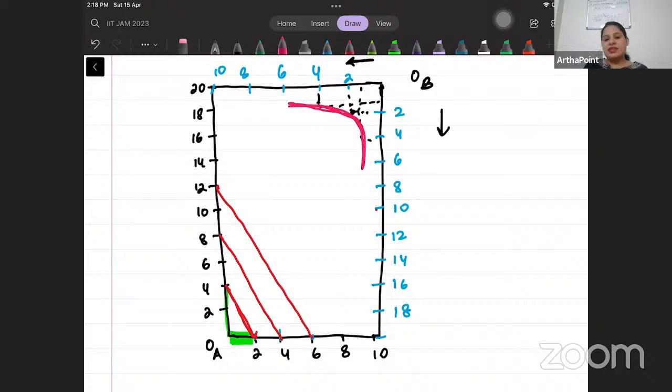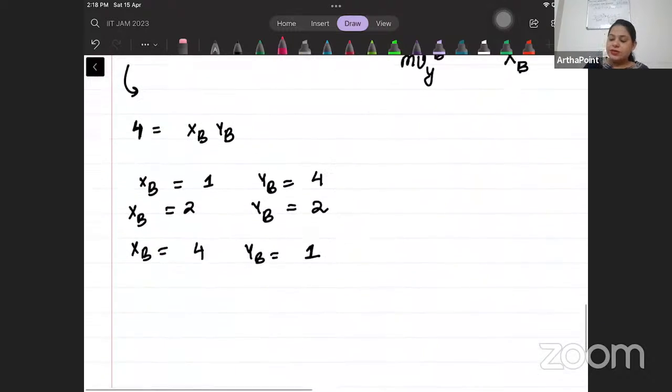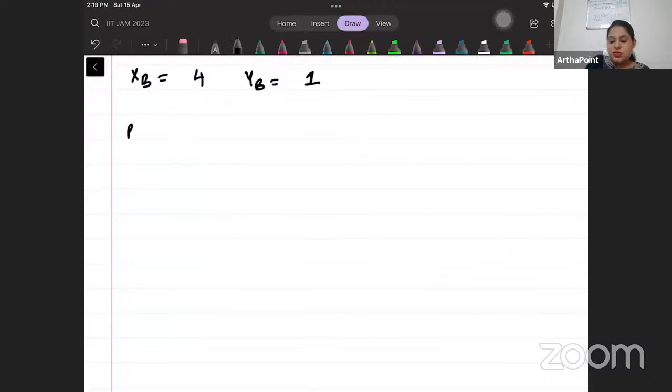This is going to be the IC of individual B, right? So these are rectangular hyperbola kind of things, a well-defined IC, right? So now the question is, how do we find Pareto efficient points?